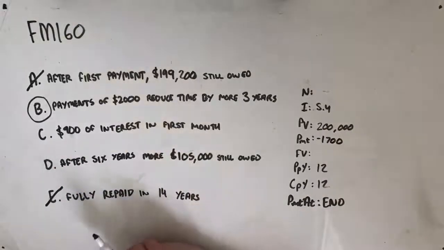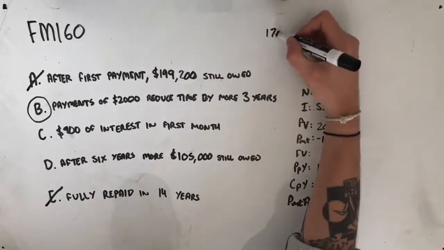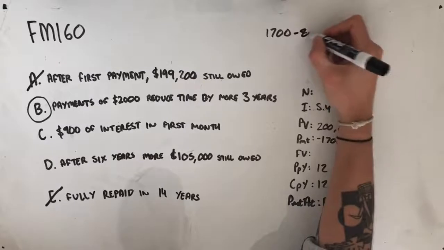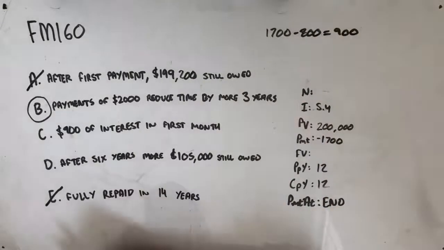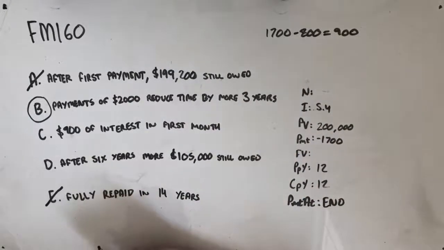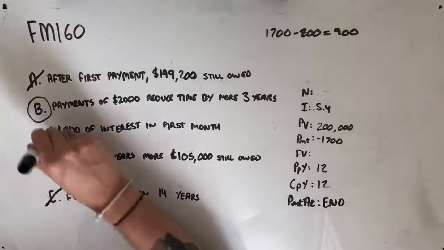C asks us $900 of interest, once again, $900 of interest is paid in the first month. Now, like we calculated before, $1,700 is our payments. We know that in the first month, $800 of the first payment went towards reducing the principal. So the difference between these two is going to be what goes towards paying our interest. We can see here that $900 did in fact go towards paying interest in the first month. C is a true statement and therefore not our correct answer.